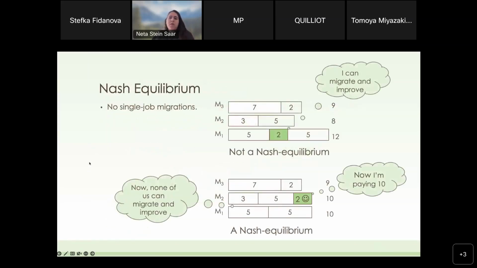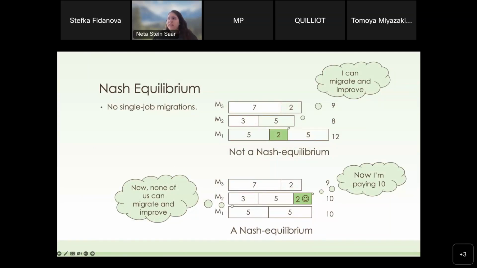So the most common notion of stability for these games is Nash Equilibrium. It's basically a situation where no job can benefit from migration, meaning that if a job moves, it won't have lower cost than what it had before.